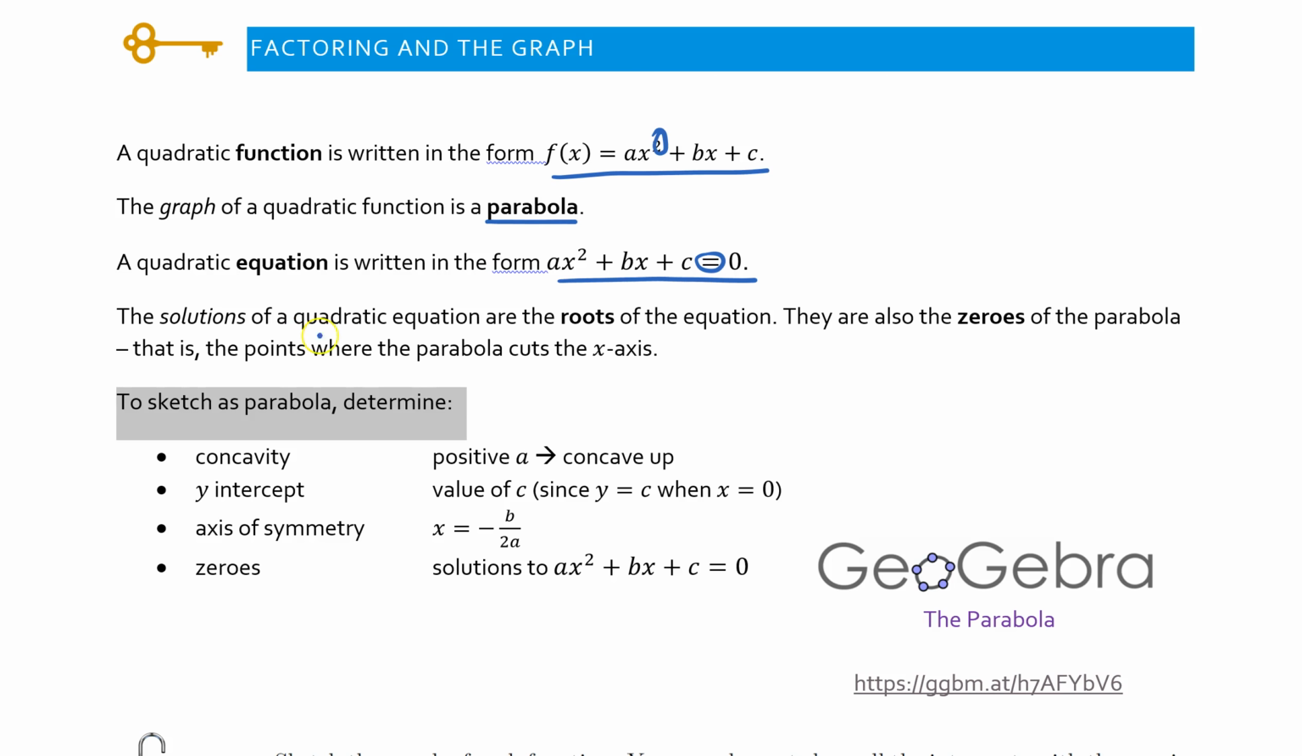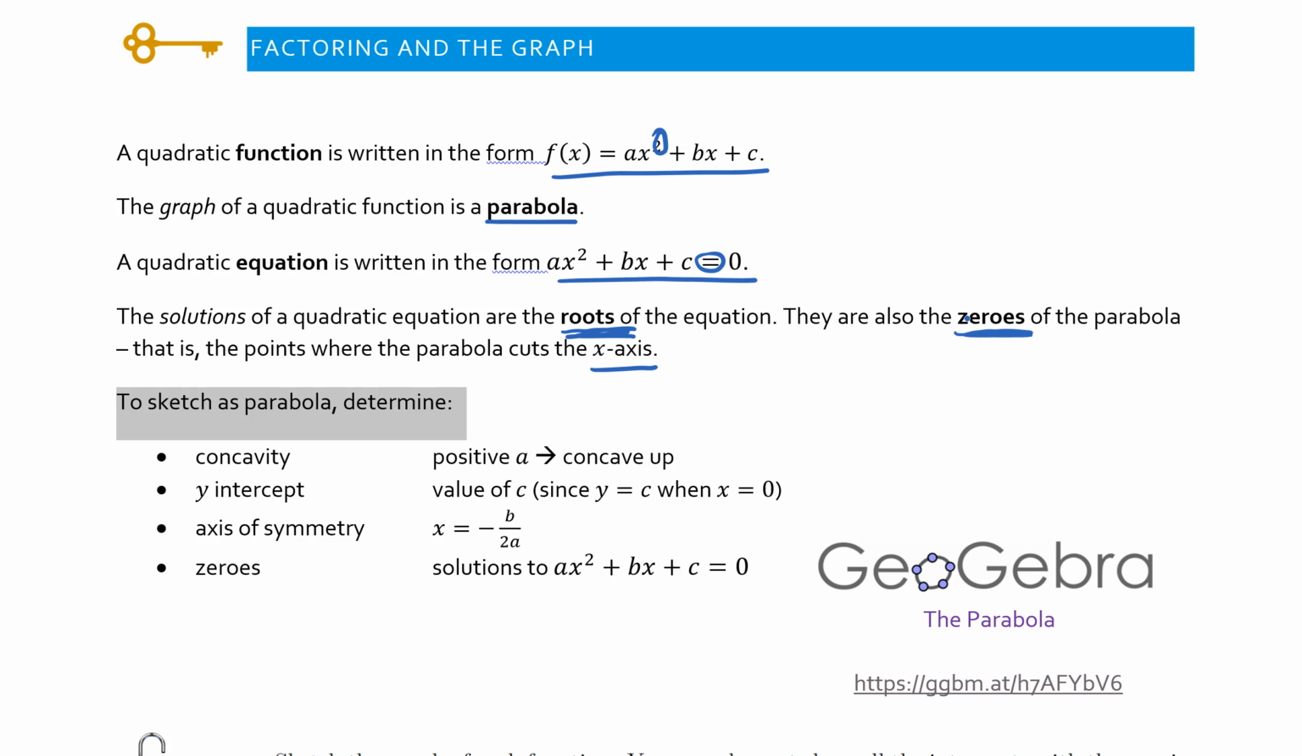Now, regardless of how we do it, the solutions of a quadratic equation are sometimes called the zeros or the roots, and technically they are the zeros of the parabola. They're the points on the parabola where the parabola cuts through the x-axis. But these words are unfortunately almost used interchangeably at times.